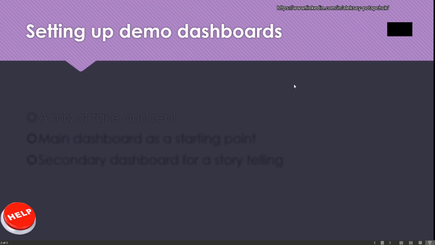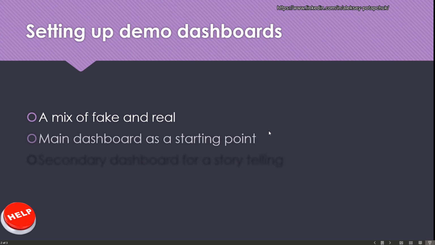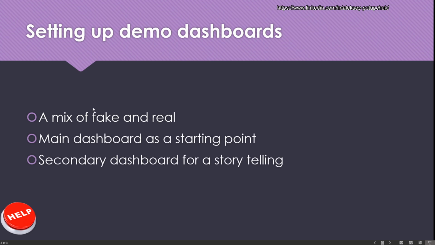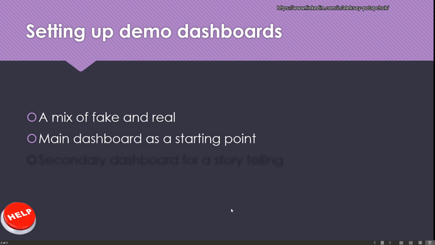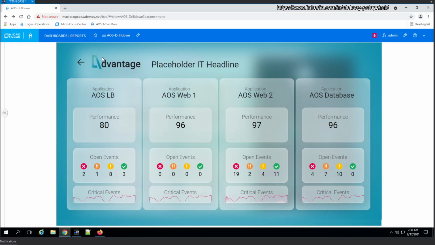So the idea is pretty simple, right? We are setting some demo dashboards, and like anything in demo, it's a mix of fake and real. Fake, of course, refers to things that trigger a scenario, a story in the demo. So it's artificial. And the real is the results of the products that we use. That's definitely a way to handle it in our demo as well. We are going to build a main dashboard as a starting point, and then a secondary dashboard for the storytelling itself, although you can argue that they are both for storytelling.